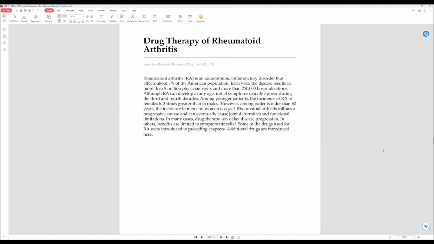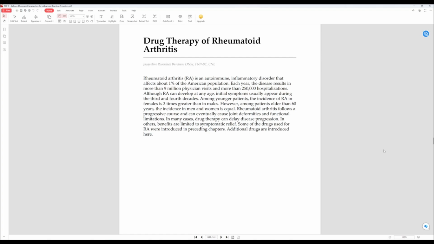Among the younger patient population, the incidence of rheumatoid arthritis in females is 3 times greater than in males. However, among patients older than 60, the incidence in men and women is roughly equal. Rheumatoid arthritis follows a progressive course and can eventually cause joint deformities and functional limitations. In many cases, drug therapy can delay disease progression.